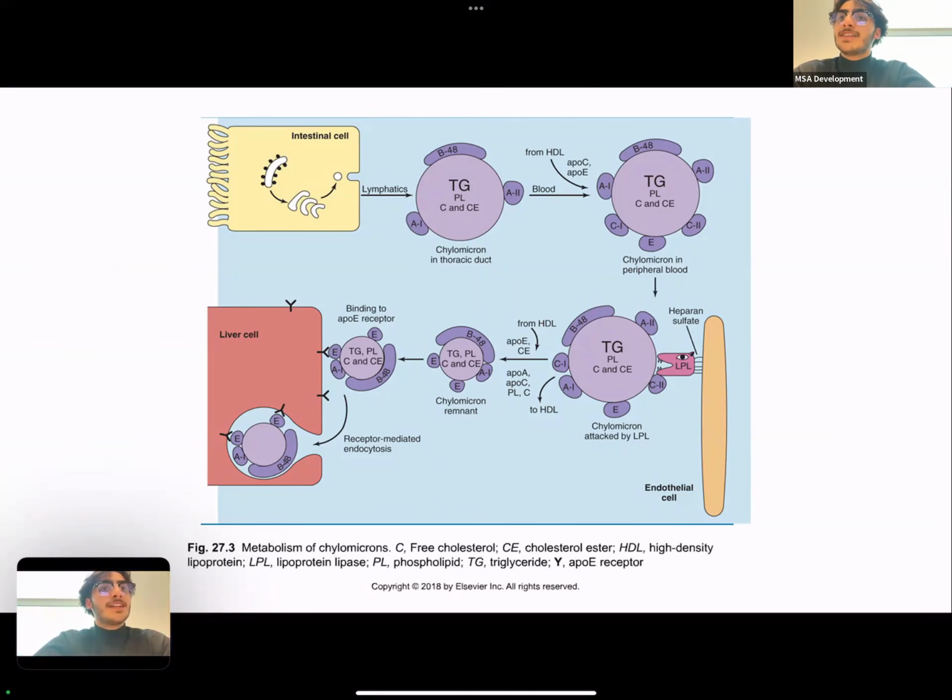So we have in the intestinal cells chylomicrons that are, of course, from exogenous sources of lipids from your diet. And then from HDL, you get added ApoC and ApoE, and then you get the chylomicrons circulating in the bloodstream. Then when they reach the endothelial cell, lipoprotein lipase is activated, of course, by the ApoC2 right here, and it starts metabolizing the triglycerides within the chylomicrons. Then the chylomicron remnants go back to the liver and are endocytosed through the receptors. So they undergo receptor-mediated endocytosis.